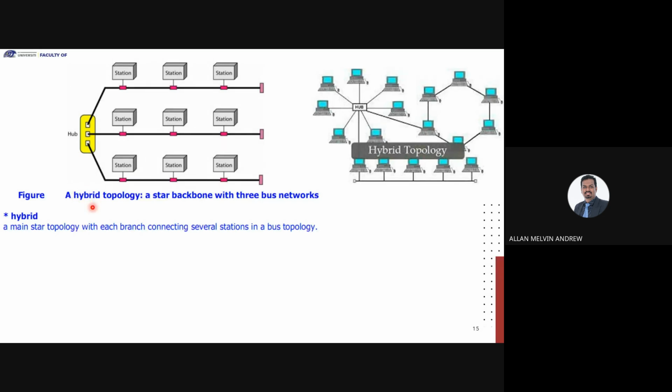Okay, so you have a star backbone. Okay, you have a star backbone with three bus networks. Okay, so this is the three bus networks. Okay, so hybrid: main star topology with each branch connecting several stations in a bus topology.